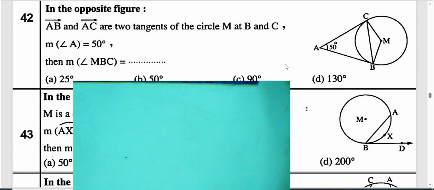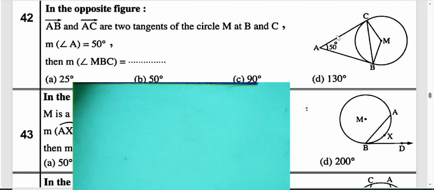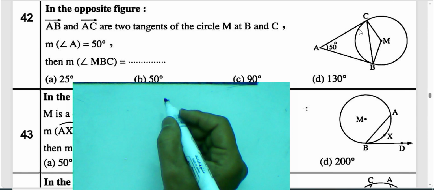Next question here. We have a circle like this. AB and AC are two tangents of the circle. Do you know two tangents? They are equivalent, AC and AB. The measure of angle C is equivalent to the measure of angle B. Each one of them equals 180 subtracted by 50, divided by 2, equals 65. Now he wants to find the measure of angle MBC.